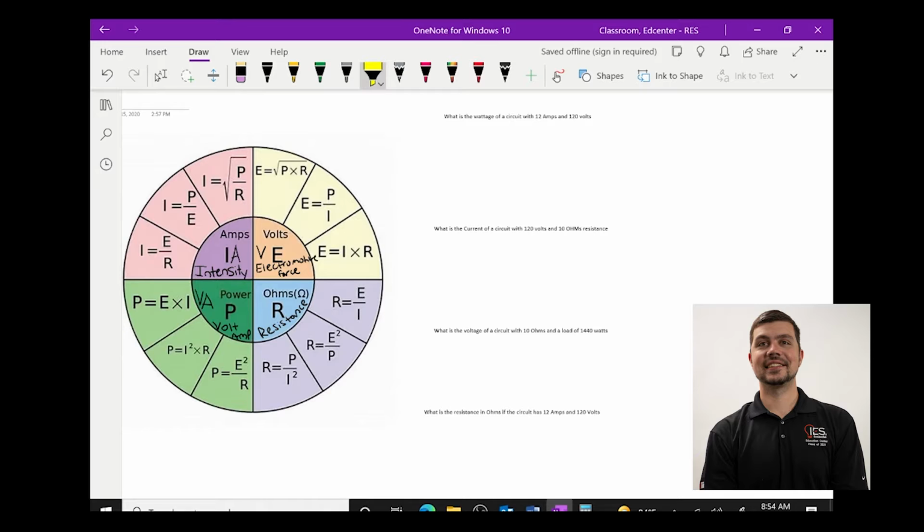Here you see the Ohm's Law wheel. There's a lot going on, but let's break it down. The Ohm's Law wheel is separated into 4 sections.